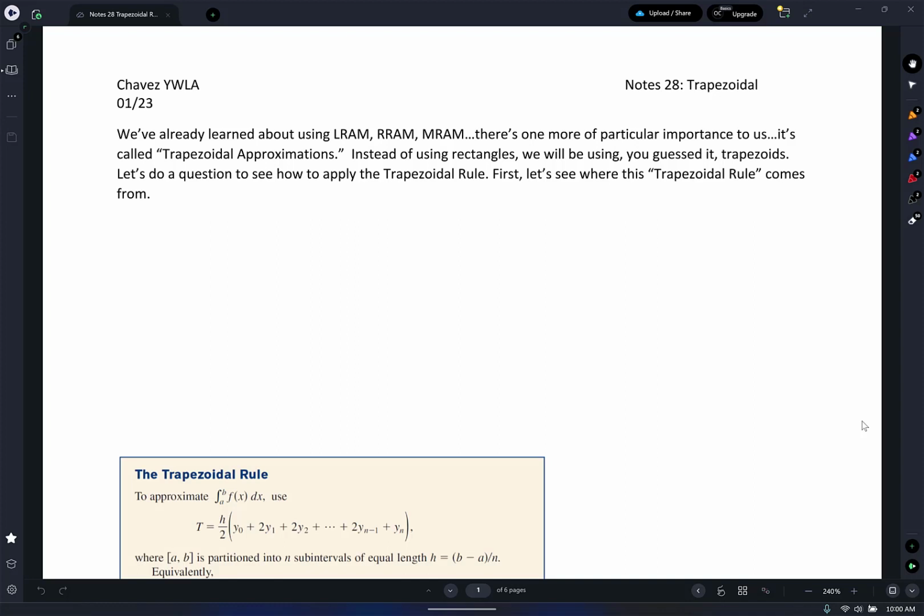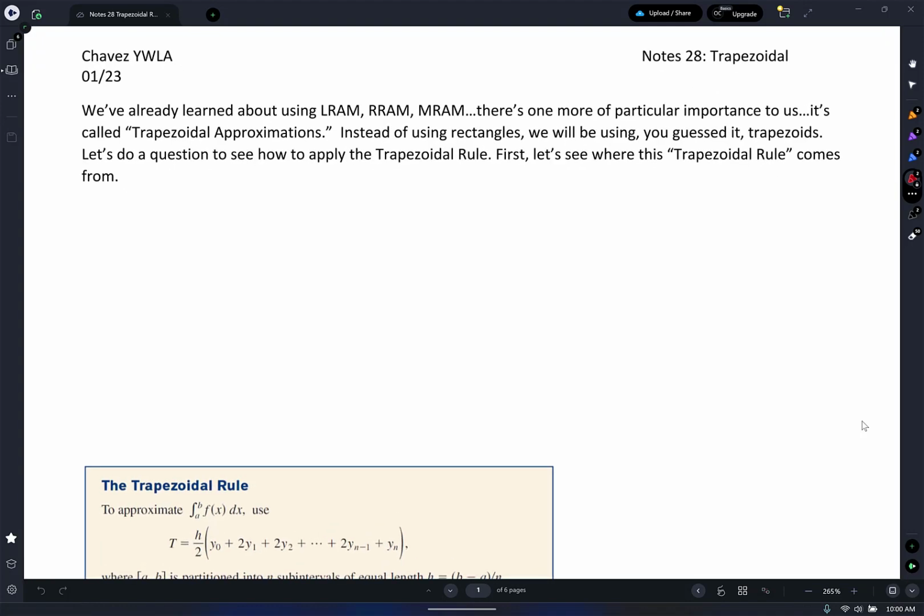All right, trapezoidal. You've already done LRAM, MRAM, and RRAM, and this is the last type of approximation that we're going to do. It's called trapezoidal, and just like the name implies, you add up the area of trapezoids. In case you don't remember how a normal trapezoid looks from geometry, here's how it looks.